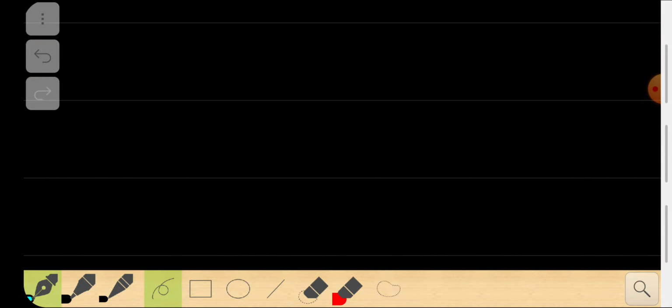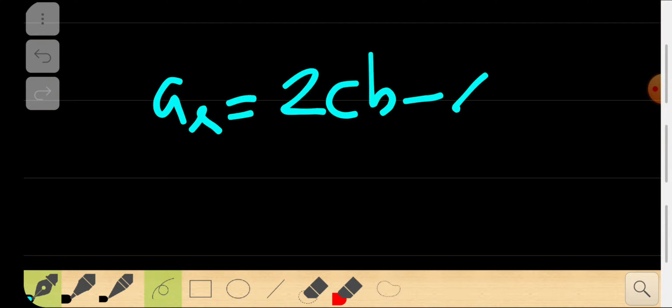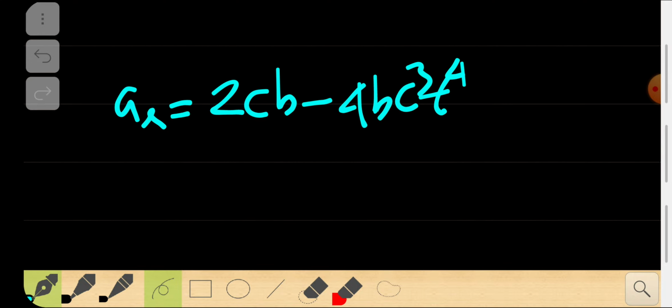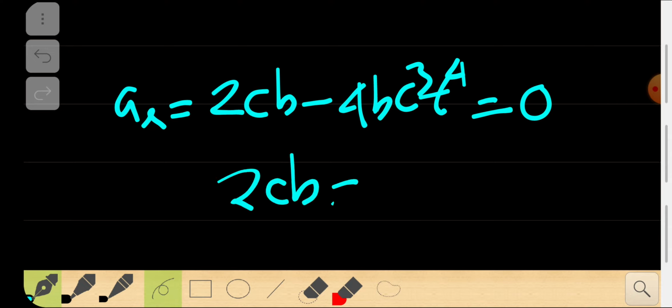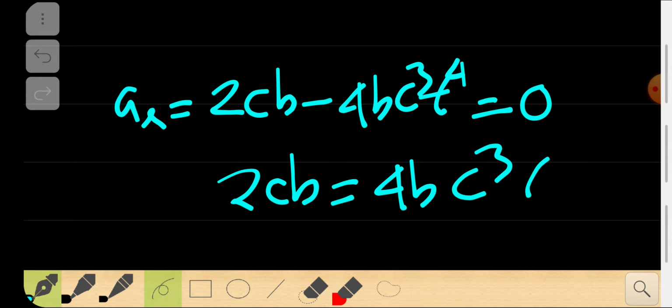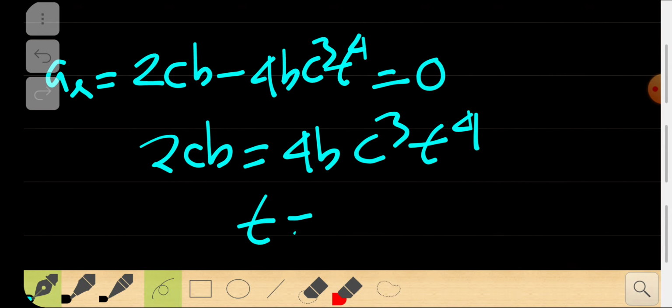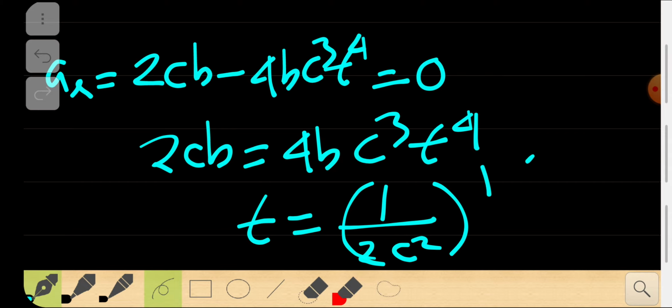So remember, the radial part a_r was equal to 2cb minus 4b c cube t raised to 4. We found that. So when will it be equal to 0? All you need to do is simplify this and you get 4b c cube t raised to 4. When you simplify that, c cancels, b and b cancel, and you get t will be equal to 1 by 2c square, the whole raised to 1 by 4.